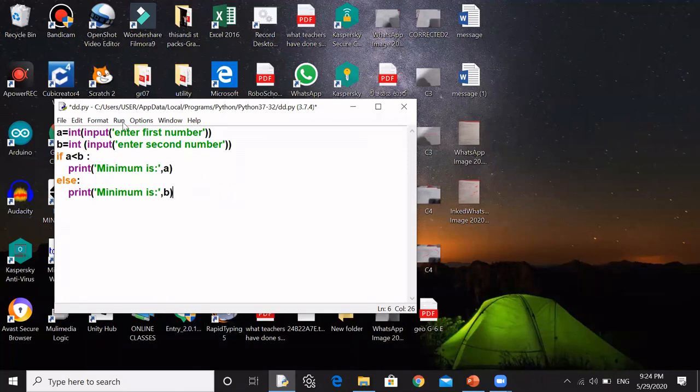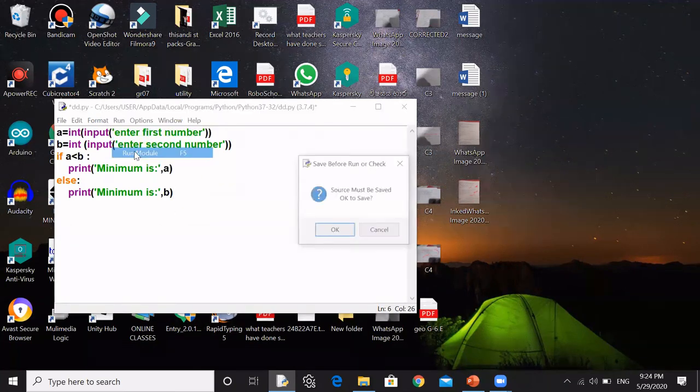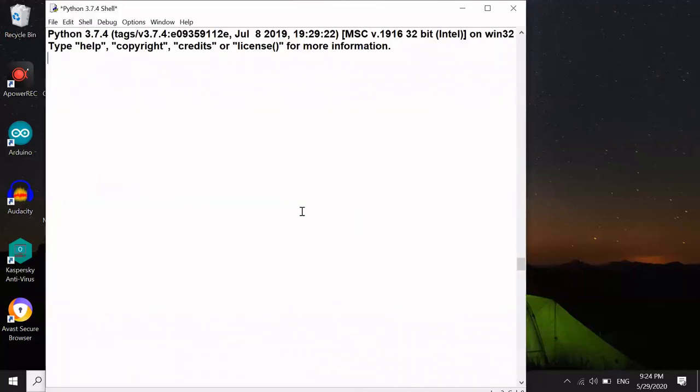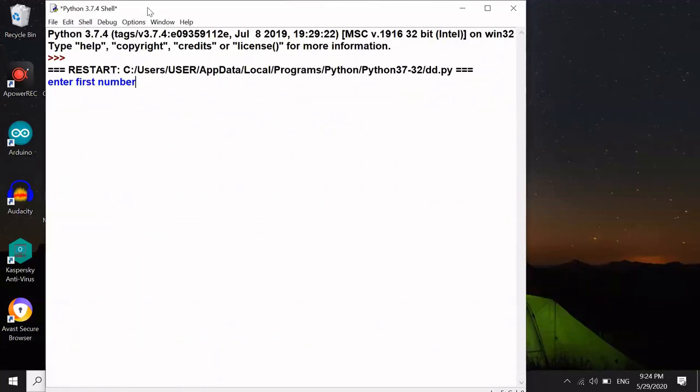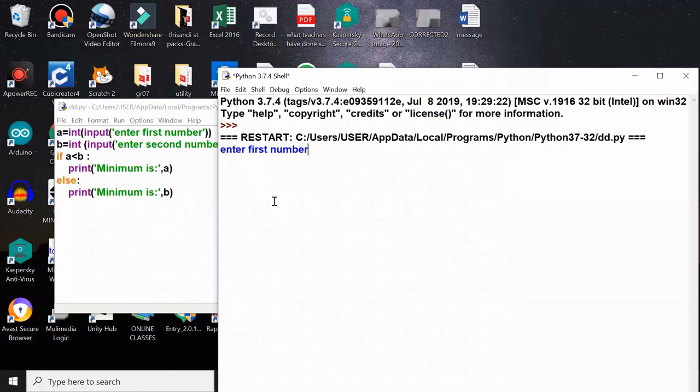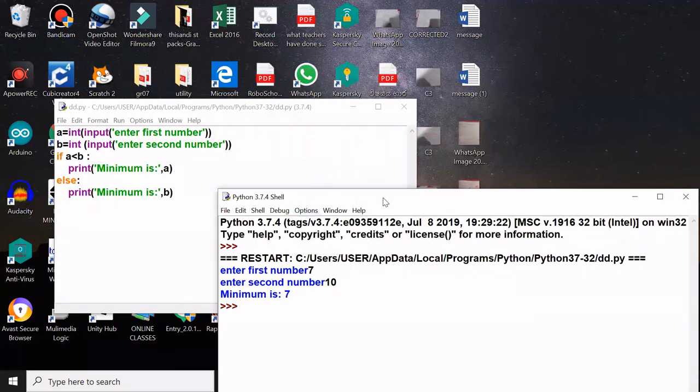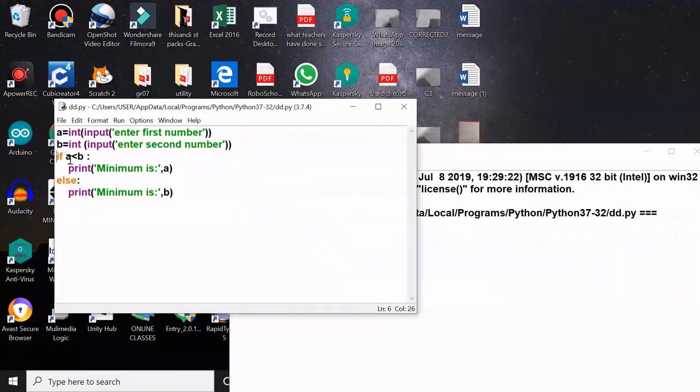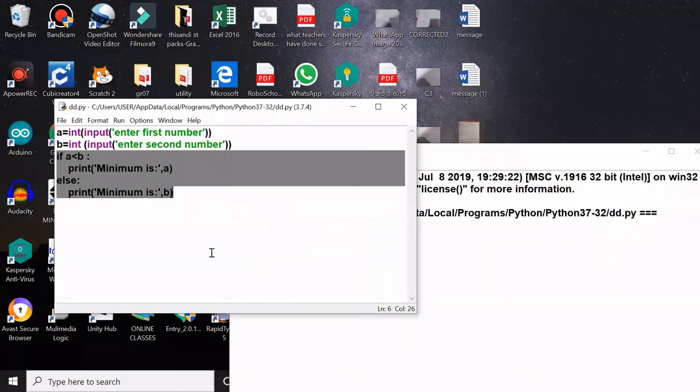I think there are no problems, so we can run it. Run module, save. Here you can see the IDLE shell, right? Enter first number 7, second number 10. You know what the answer should be? It should be 7. So we can check that answer. The minimum is 7, right? So very easy. But you should study this logic, right? This is very important.